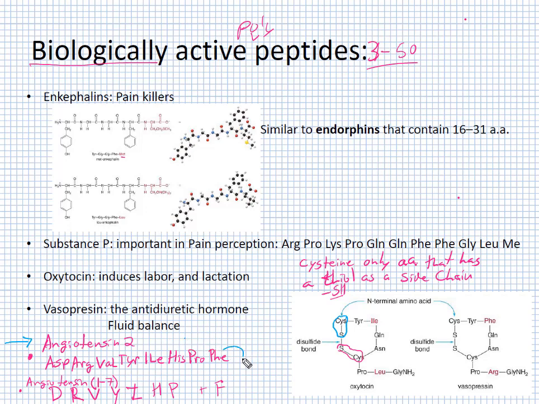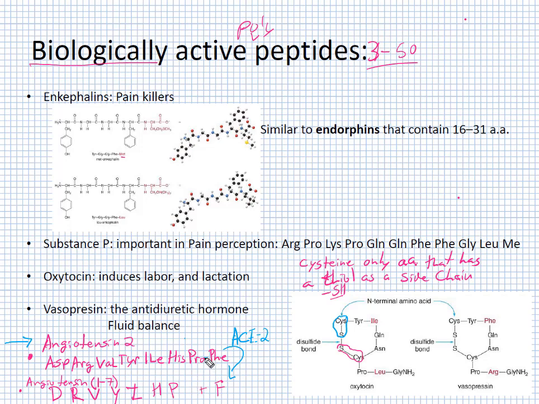So I'll just do this. There's an enzyme called angiotensin. This is angiotensin 2. So it's angiotensin converting enzyme 2, ACE2, that takes this guy and lops off the C-terminal phenylalanine. So I put the 1-letter codes here. Aspartic acid is D, arginine is R, valine V, and so forth. Isoleucine I, histidine H, proline P.